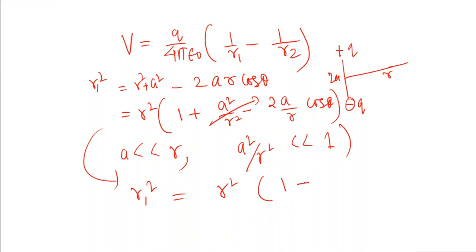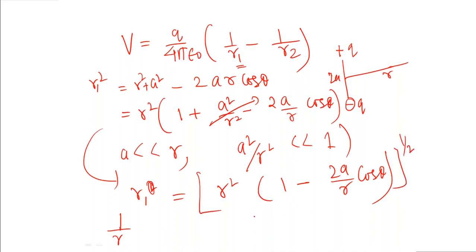cos of theta. Okay, now I have to find out 1 by R1. So I'll just do 1 by R, and if I take R out, this will give you whole to the power minus half. If I do 1 by R1, whole to the power half it will be. If I do that, look here what I'll get: 1 by R, and this I can write 1 minus 2A by R cos of theta whole to the power minus half.